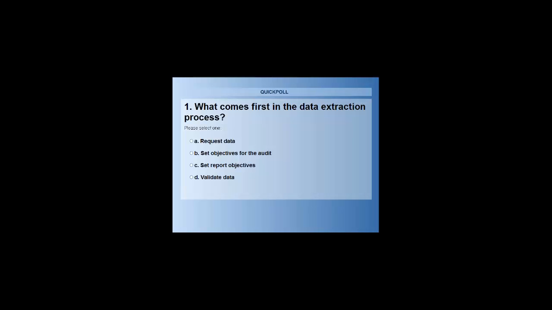Okay, so we've listed a polling question up there. What comes first in the data extraction process? Request data, set objectives, set report objectives, validate data. So if you don't mind going through that. And in the interim, as people have questions, if you could post them out, I keep looking randomly up here to check if people are posting questions, but trying to answer them all as we go through the day. And these are good times too as we do the polling questions. If you want to ask questions now, these are good times as well.